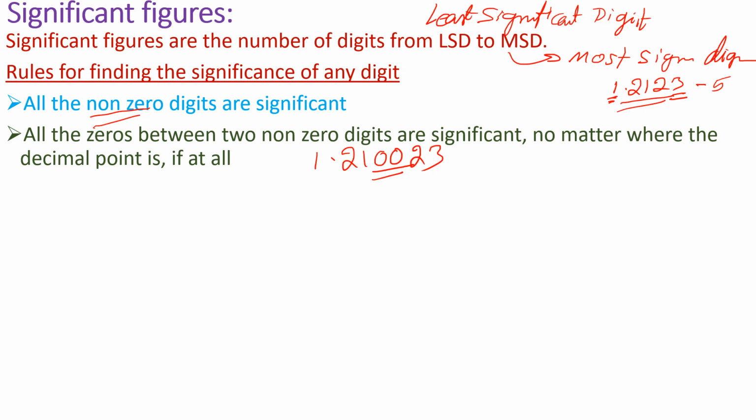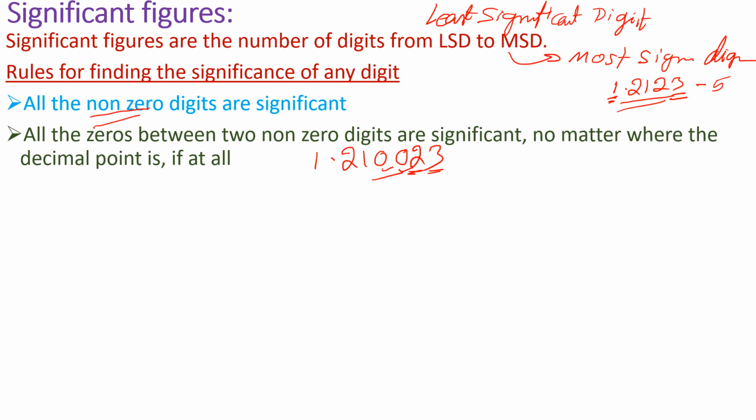All the zeros between two non-zero digits. There is a non-zero digit here and one more non-zero digit here. So these two zeros are in between this 1 and this 2. So these zeros are significant. If any zeros are situated in between two non-zero digits, then they are significant. You have to count them also while finding the number of significant figures.